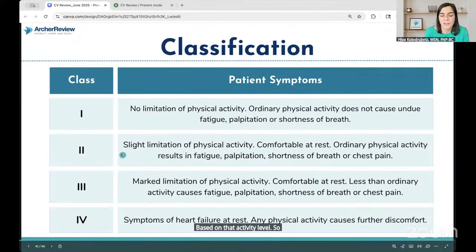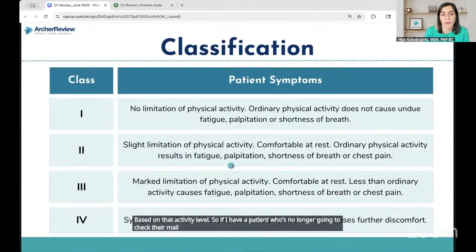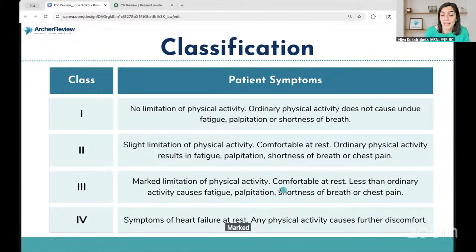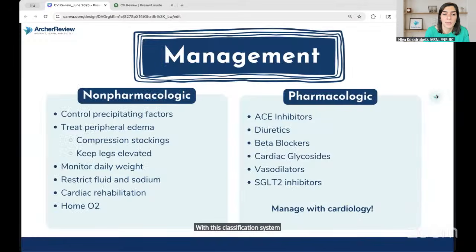So if I have a patient who's no longer going to check their mailbox anymore, I want to figure out why. Are they feeling marked limitation in their physical activity because they're so uncomfortable, right? So it's a lot of functionality that we focus on with this classification system in our heart failure patients.